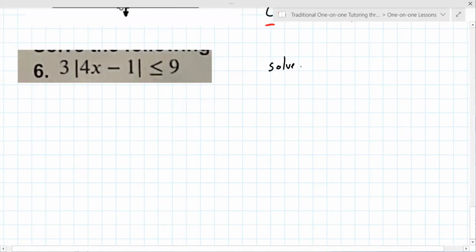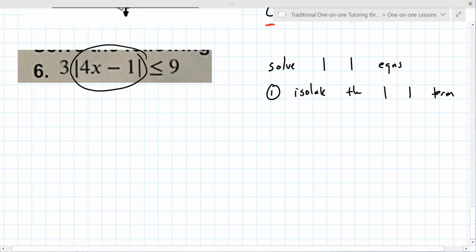So when you solve absolute value equations like this, it's kind of like other things. You're trying to isolate the absolute value term. So that's this right here, which means you have to undo the 3. The 3 is multiplying. So you undo the 3 by dividing both sides by 3.